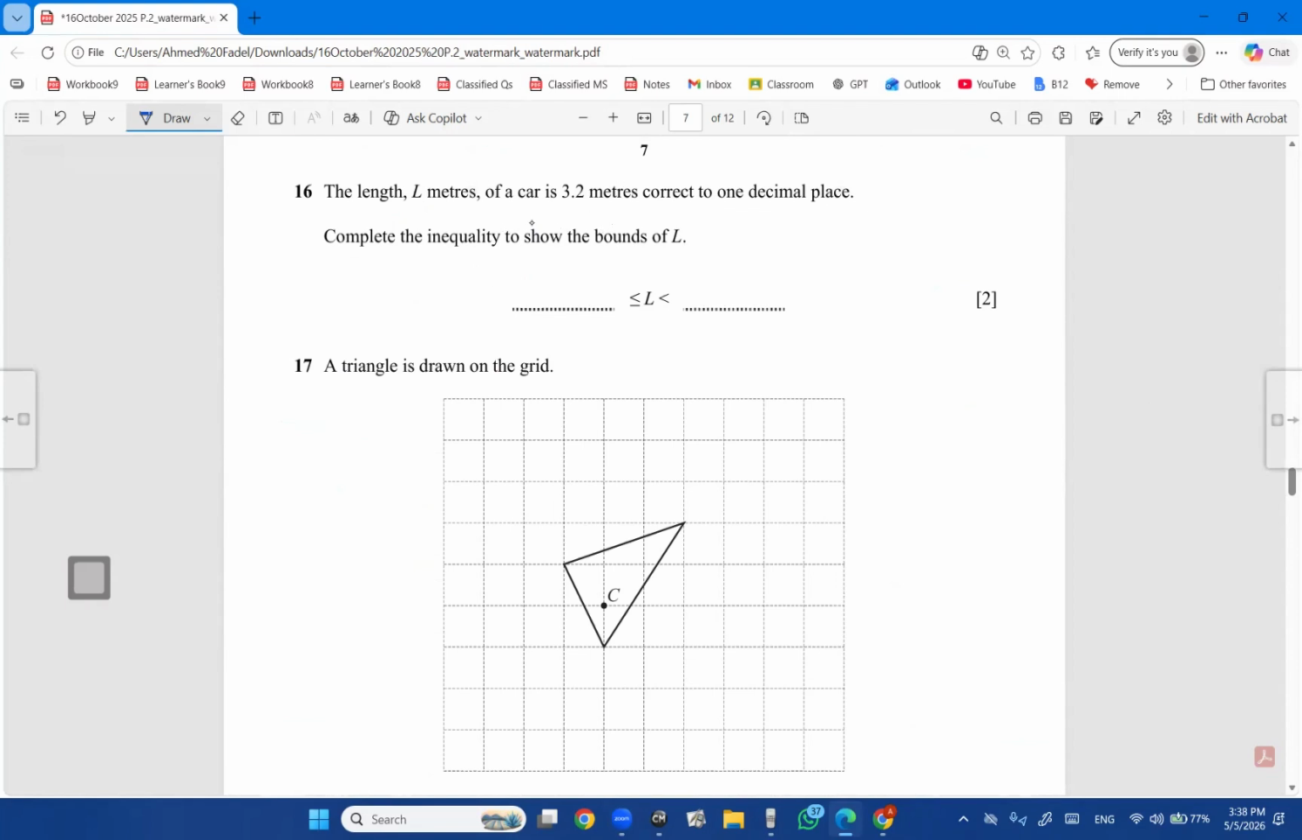The length of a car is 3.2 meters, corrected to 1 decimal place. So you must add and subtract 0.05 because it's only 1 decimal place. As if there is a 5 over here, add it or minus it. So what is this going to give you? This should give you 3.25. Then you minus 0.05 from it, so 3.15.